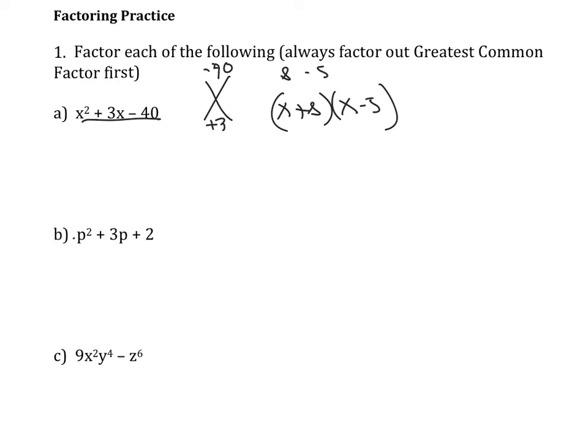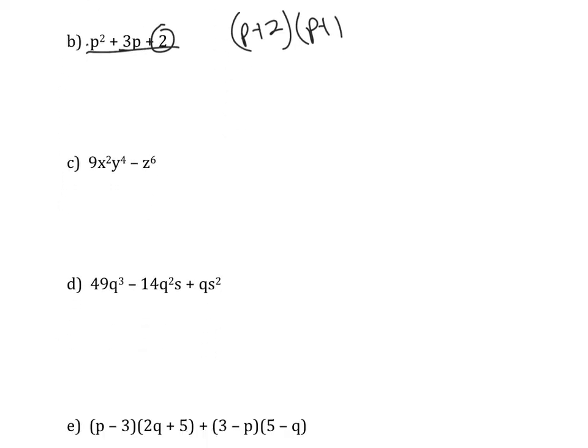Next one, p squared plus 3p plus 2. Again, no common factors, and again, sums and products. Two numbers that multiply to 2 and add to 3. That's going to give us p plus 2 times p plus 1. Okay, nice and easy.